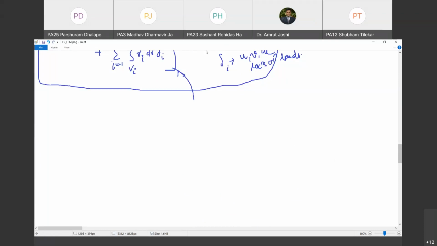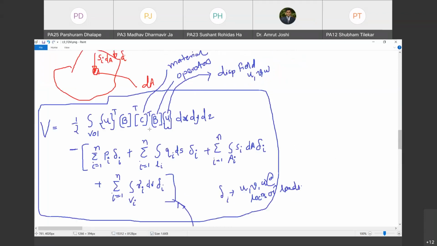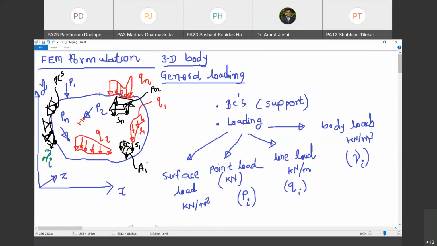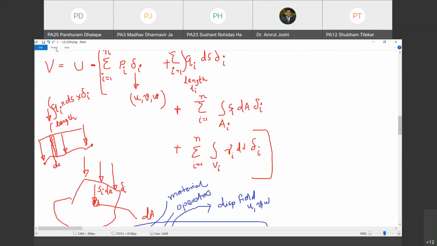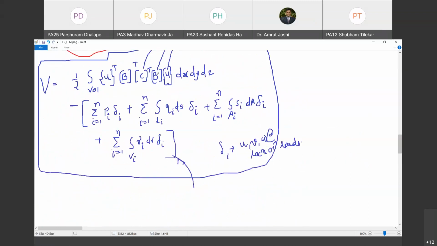Now comes the idea of the finite element method into the picture. So these many days I was just preparing you all to arrive at this point. This is the first class in which we are talking about something related to finite element formulation. Now, let me ask you a question. UVW, these are the displacements at how many points?